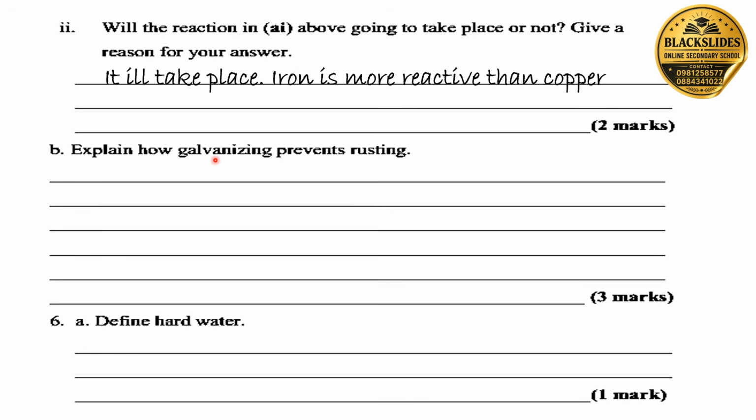Explain how galvanizing prevents rusting. Remember, galvanizing is coating a metal with zinc, strictly zinc. So how does zinc, which is coated on a metal such as iron, protect the iron from rusting?